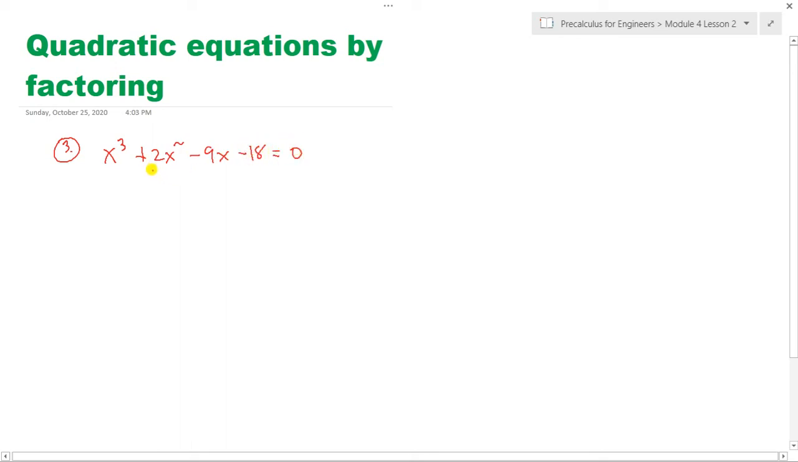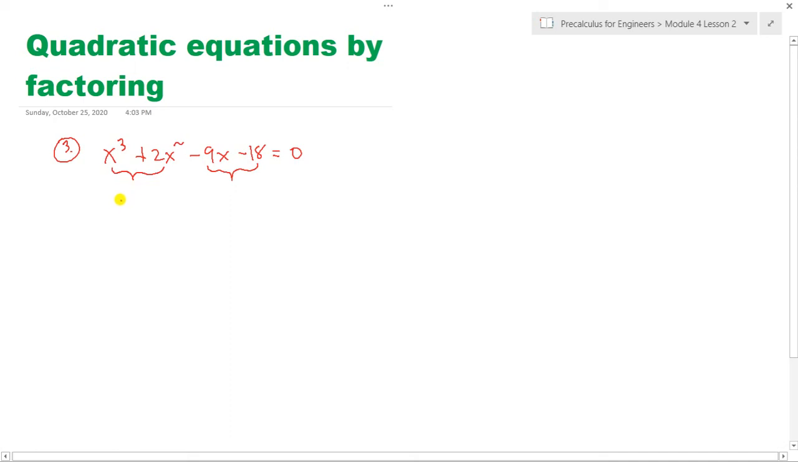In this case, class, you notice that this is not a quadratic anymore because the highest degree here is 3. So it can no longer be classified as a quadratic equation. But if we factor this one using factoring by grouping, then we notice a pattern that still follows a quadratic equation form. So how are we going to factor this by grouping? Let's group the first two terms and also the last two terms.